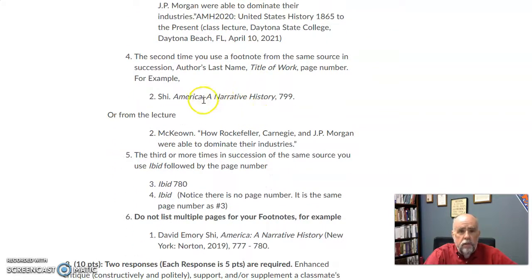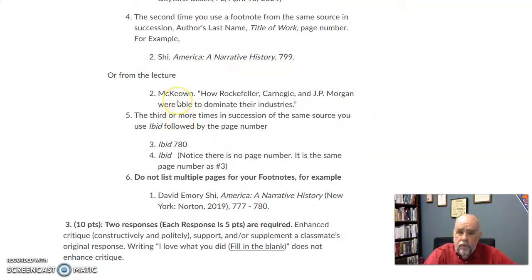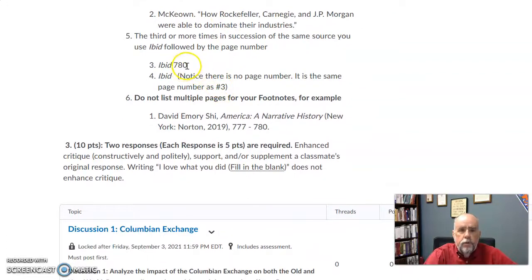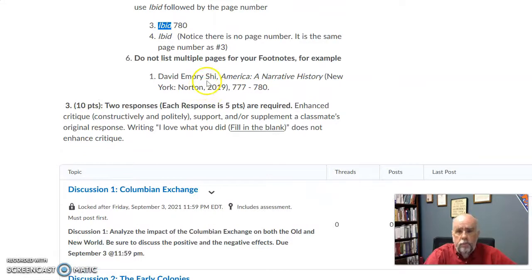The second time you use an endnote, if it's the textbook, it's just the author's last name, the title, page number. Second time, if in sequence, or anything, is my name and the lecture. The third time, only if it is right after the lecture or right after the book, you use the word ibid, okay, and the page number. All right, don't list multiples, okay, don't list multiples, and then respond to 2 people.